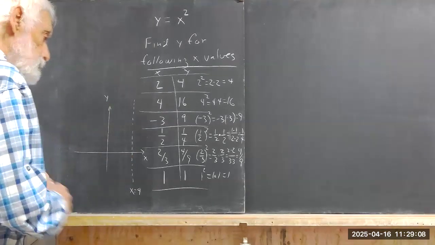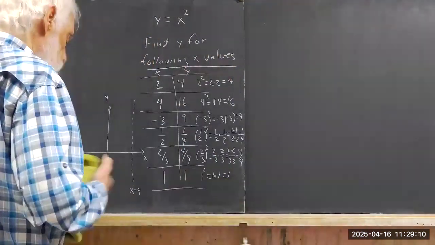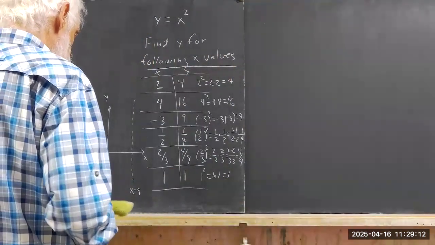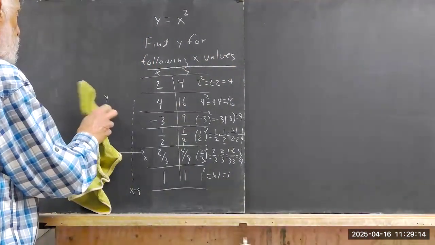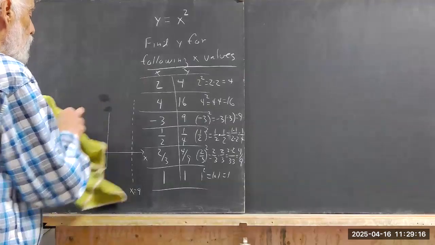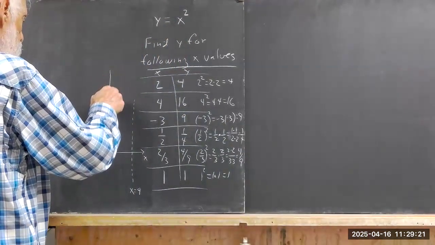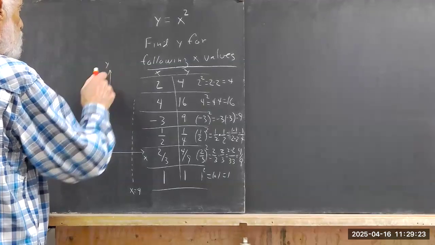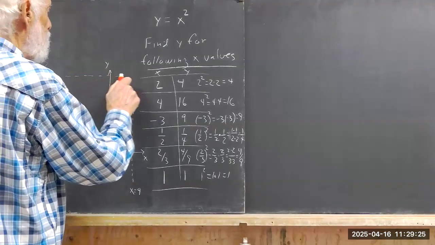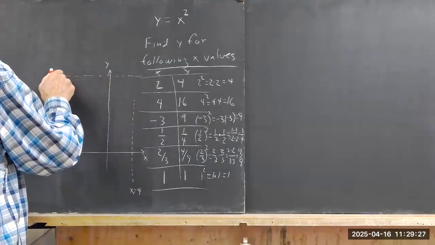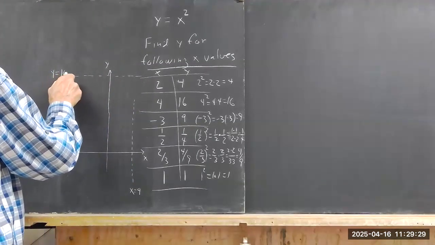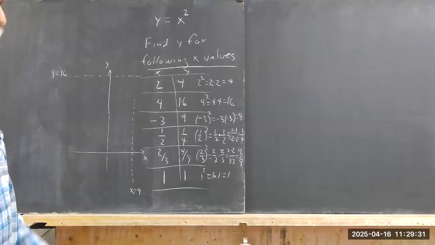I'm going to modify this a little bit because we got a pretty big number there with 16. I'm going to go all the way up to here, and I'm going to say that everywhere on this line, Y is 16. That makes sense?